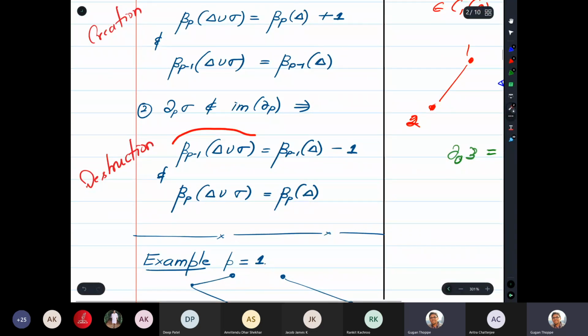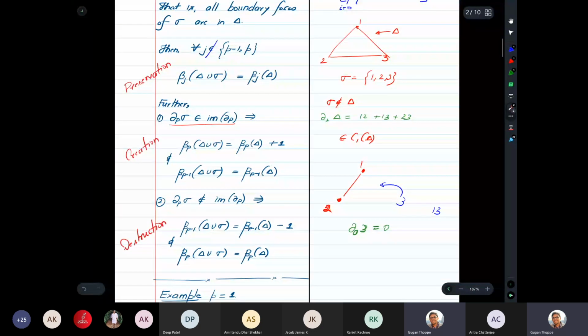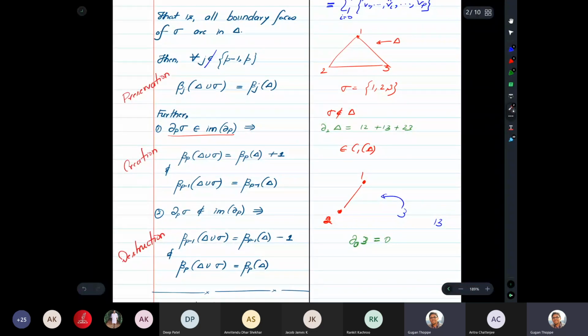That's why, if you notice, the p minus 1th Betti number decreases by 1 and the pth Betti number remains the same. Is this okay? So this proposition is in some sense saying what could happen when you add sigma to delta. The result states that all other Betti numbers except the p minus 1th and pth Betti number will remain unchanged. If this condition is true, then a p plus 1 dimensional hole is created. And if this condition is true, which is the opposite of this, a p dimensional hole is destroyed.